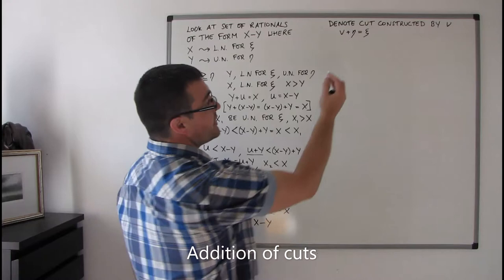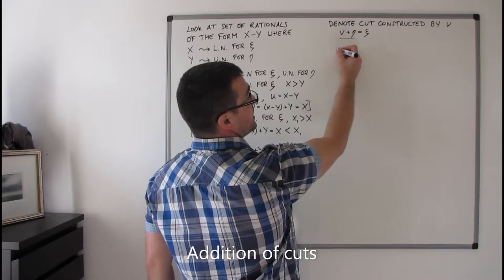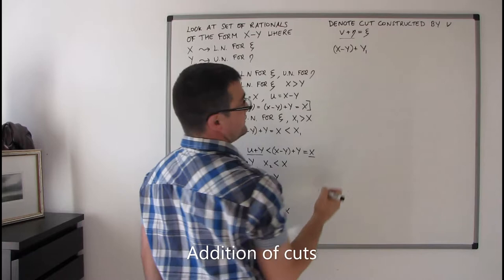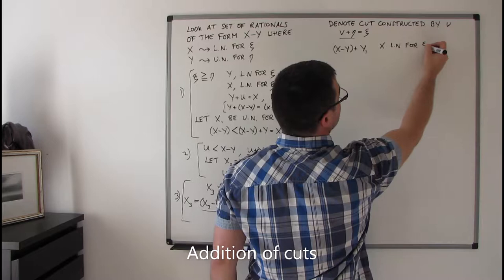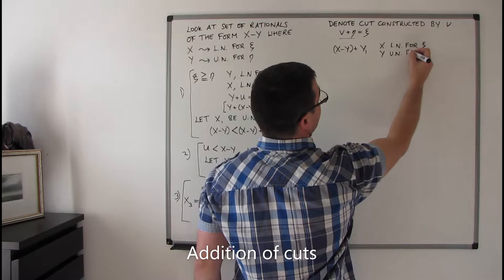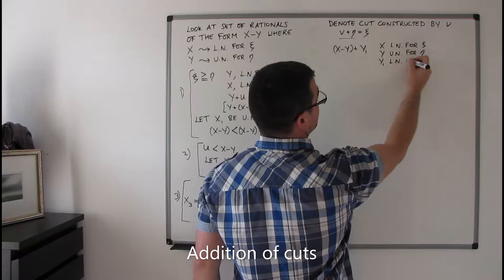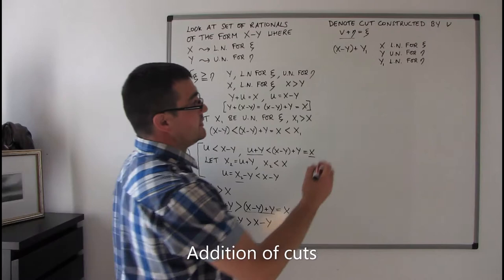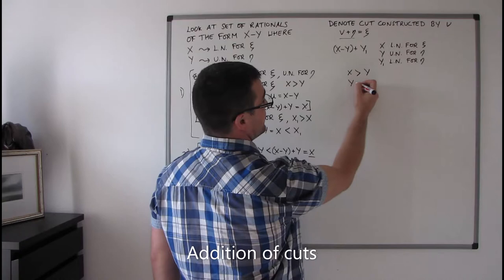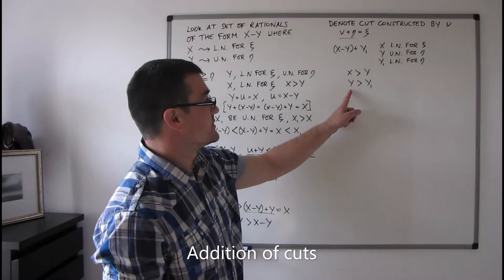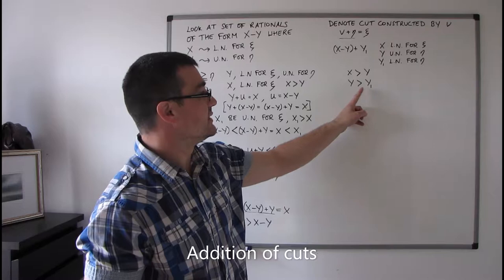So a lower number of this is going to be of the form x minus y plus y1. Okay, so where x is a lower number for xi, y is an upper number for eta, and y1 is a lower number for eta. We've also got that x must be greater than y, and we've also necessarily got that y is greater than y1, because y is an upper number for eta and y1 is a lower number for eta.